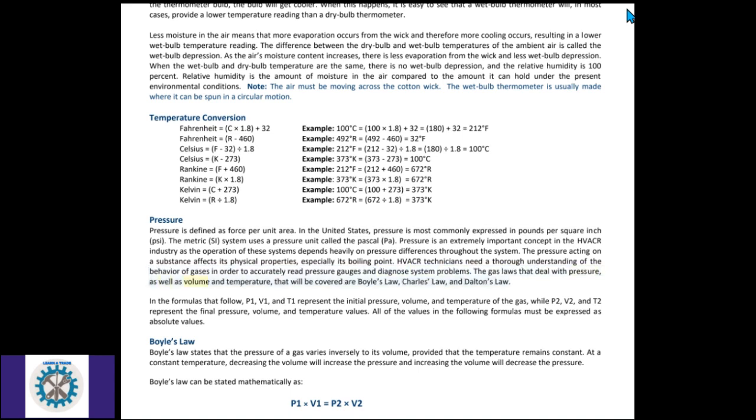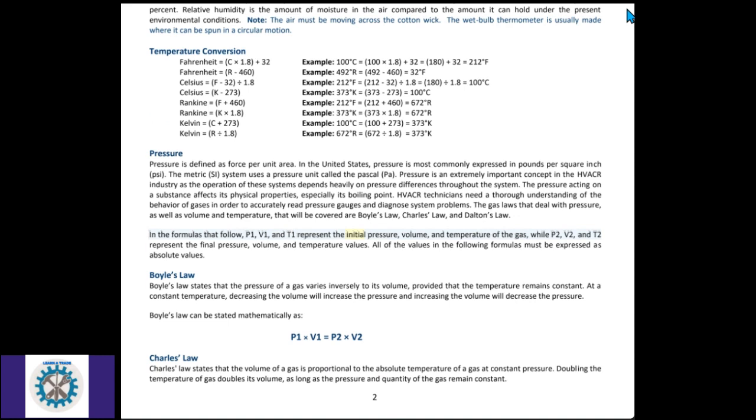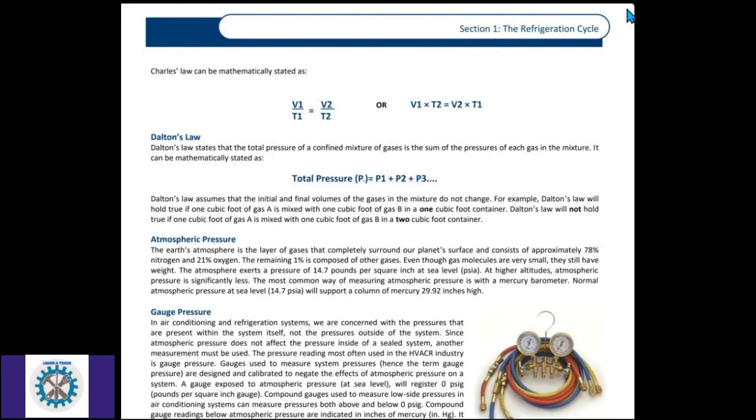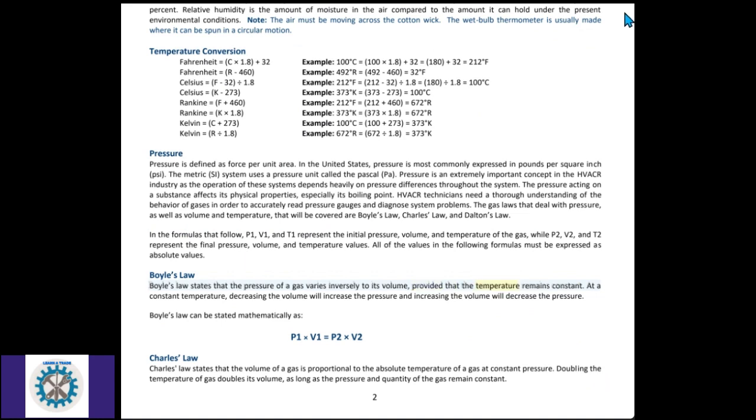HVACR technicians need a thorough understanding of the behavior of gases in order to accurately read pressure gauges and diagnose system problems. The gas laws that deal with pressure, as well as volume and temperature, that will be covered are Boyle's law, Charles's law, and Dalton's law. In the formulas that follow, P1, V1, and T1 represent the initial pressure, volume, and temperature of the gas, while P2, V2, and T2 represent the final pressure, volume, and temperature values. All of the values in the following formulas must be expressed as absolute values.